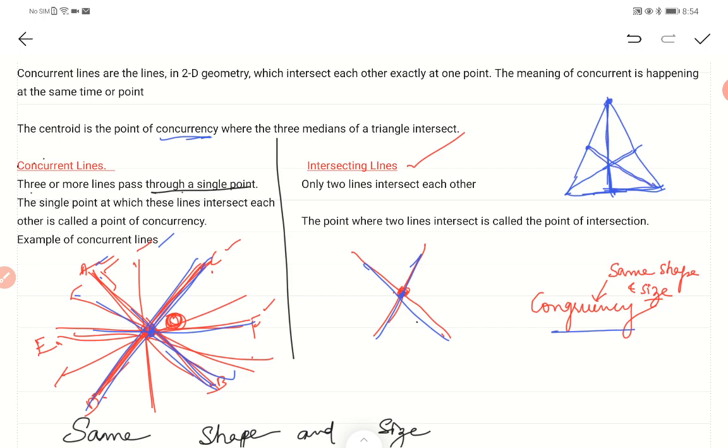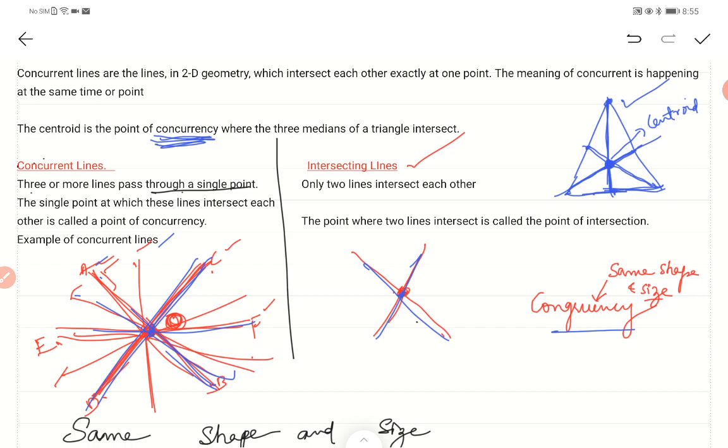So what is happening? Three medians, which are lines, are meeting at one point. What was this called? This was called the centroid, right? The concurrent lines of a triangle are the medians we are drawing, and they are meeting at a point called the centroid, that is the center of the triangle. So the centroid is a point of concurrency where the three medians of a triangle intersect. So this is about the concurrency of a triangle.